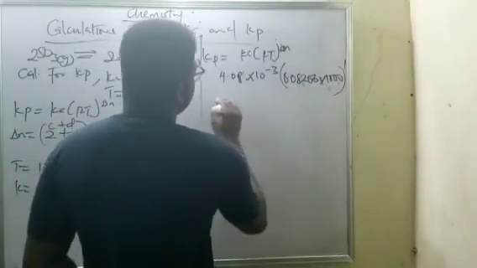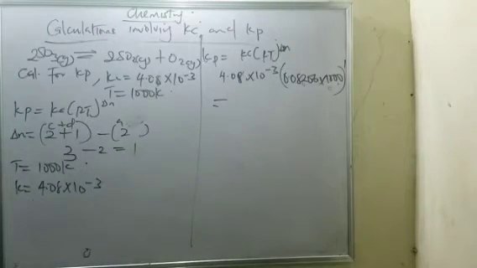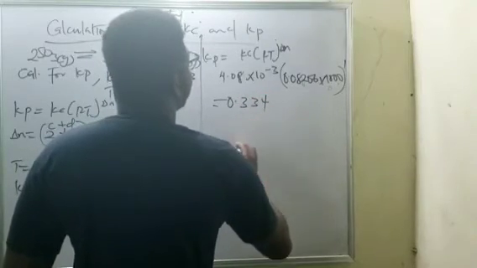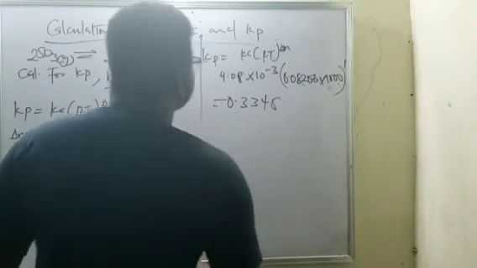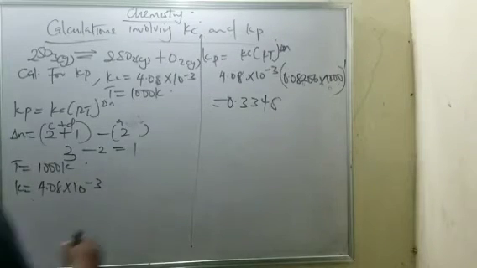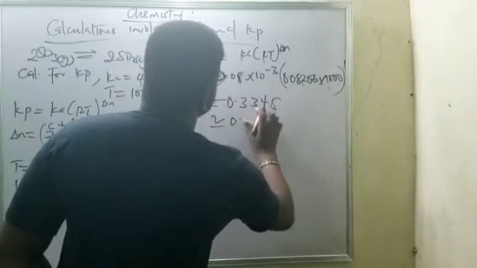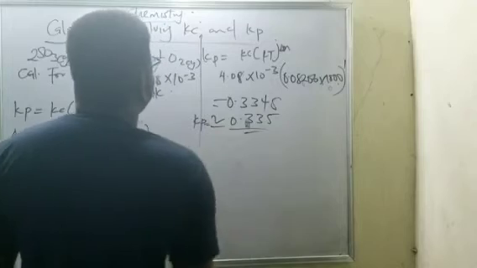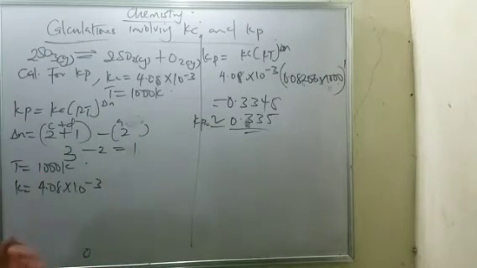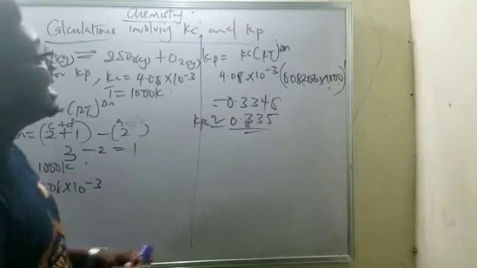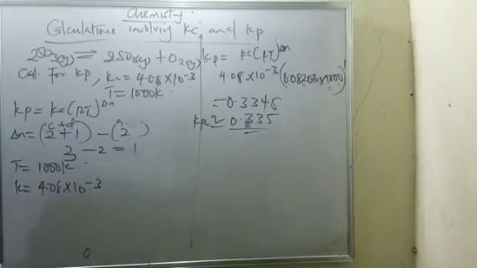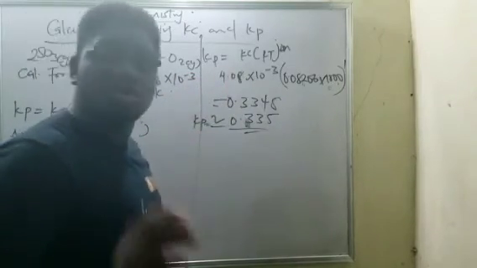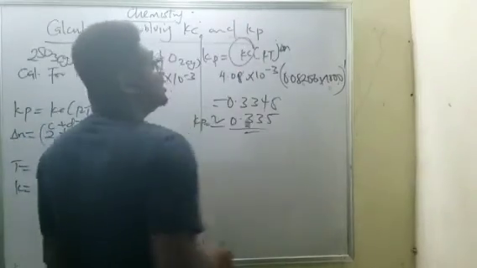Then if we do this on our calculator, we should be having a simple answer of 0.3348. Yes, 0.3348, which is approximately 0.335, as our Kp. So this becomes our Kp for the reaction, and that is how we have shown the relationship between Kc and Kp. There are other questions that you may have where you would be given your Kp and you'll be told to find your Kc. All you just need to do is to make your Kc the subject of formula.